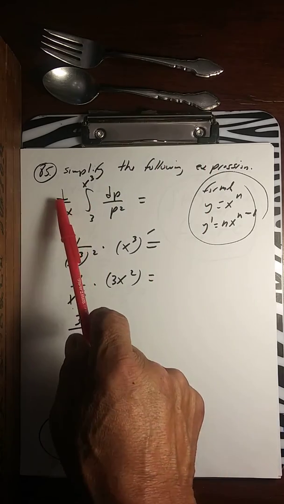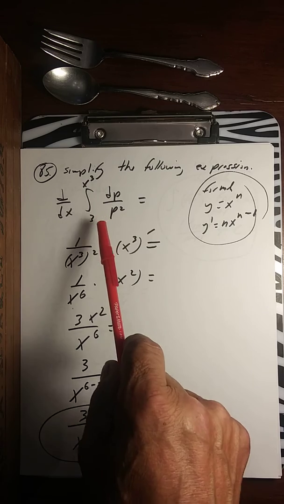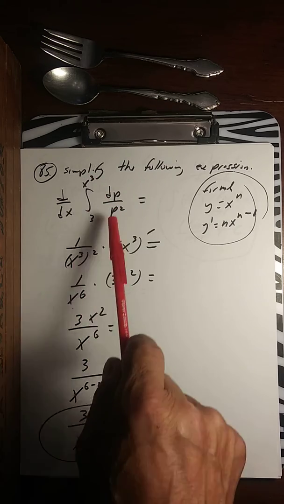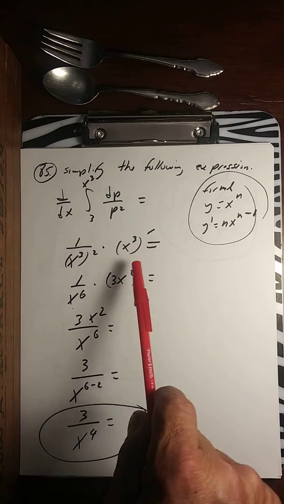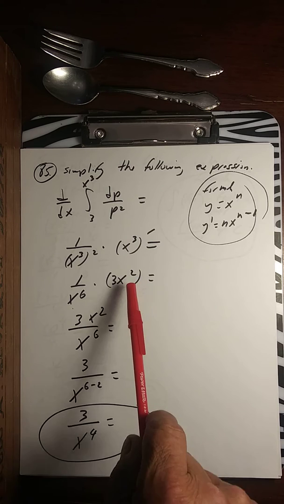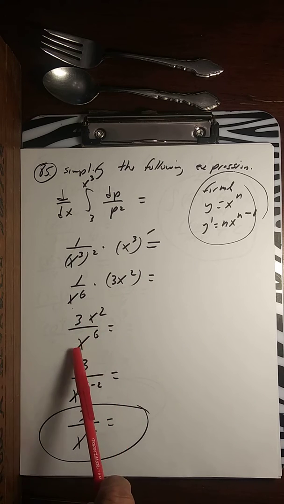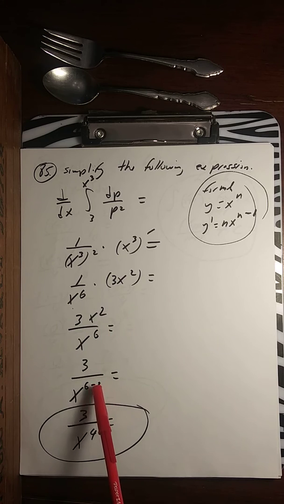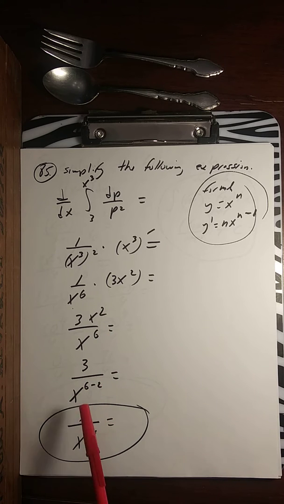Simplify the following expression, d dx of this. So what we're going to do is this, just put the x cubed in there, squared, and the derivative of this. So now, 1 over x to the 6, 3 times 2 is 6, derivative of this is 3x squared, 3x squared on top, and then we can reduce this. You have a 2 and you have a 6, take the 2 from the 6 in the bottom, 3 over x to the 4.